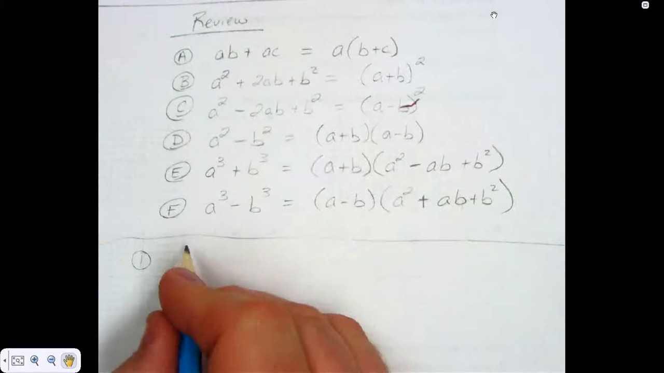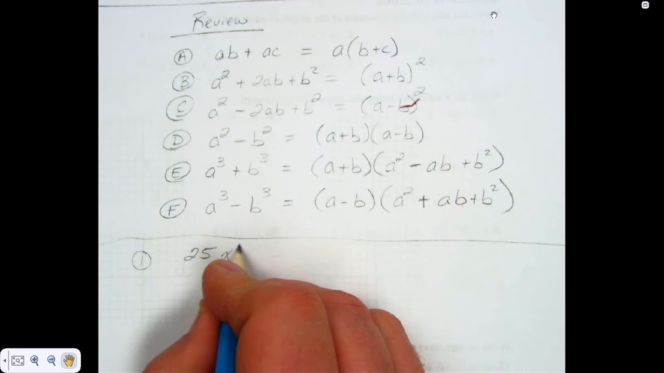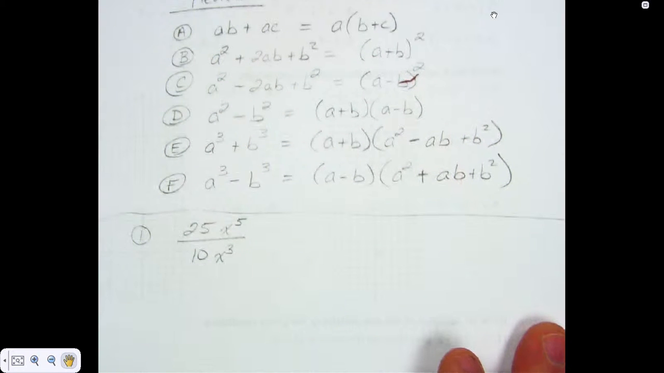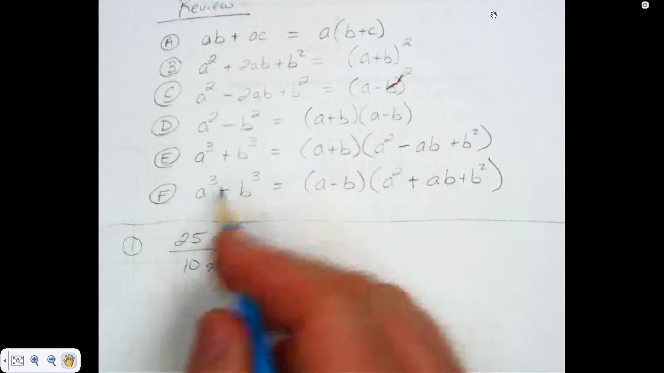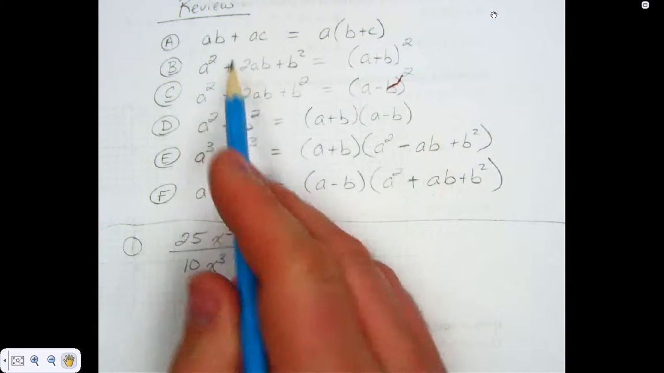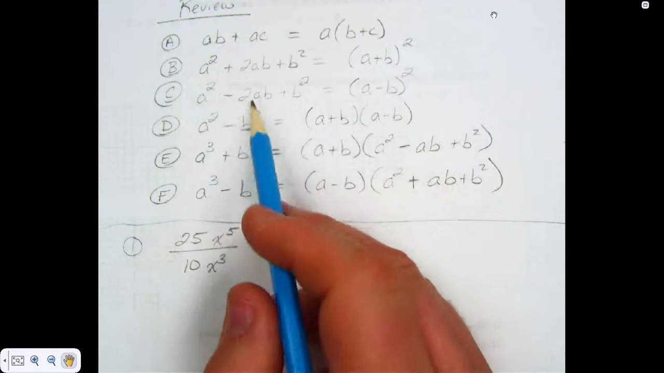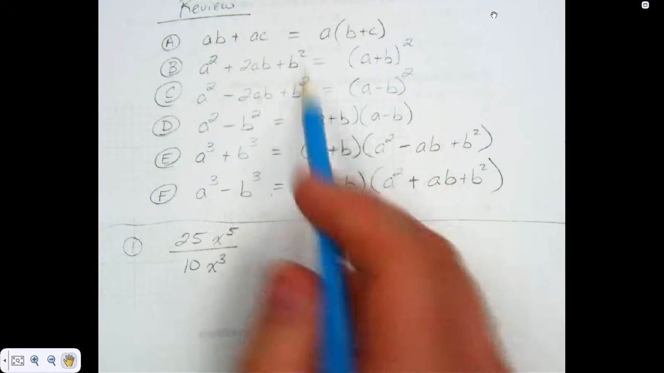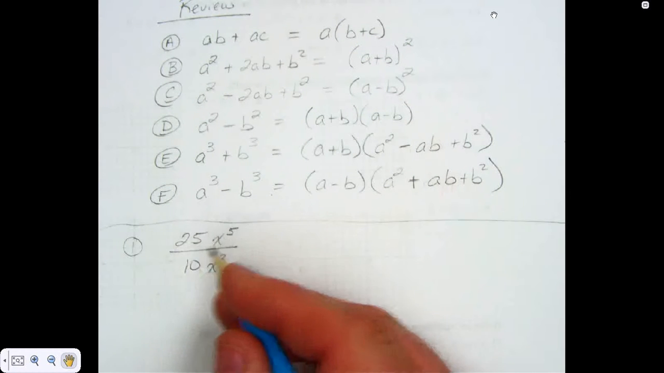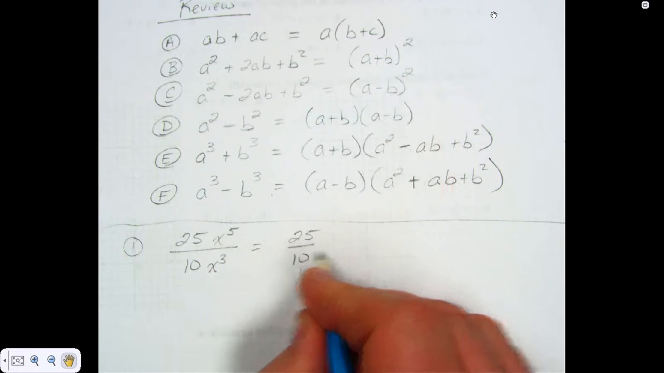I want to go with one a little different than that. How about we go 25 x to the 5th over 10x to the 3rd. Now, I don't think there's any factoring to do here, is there? What's the difference between this and all of these up here I gave you? There's just one term, isn't there? All of these have more than one term, don't they? So here we just see if there's some things to reduce. My advice to you is think of this like this.